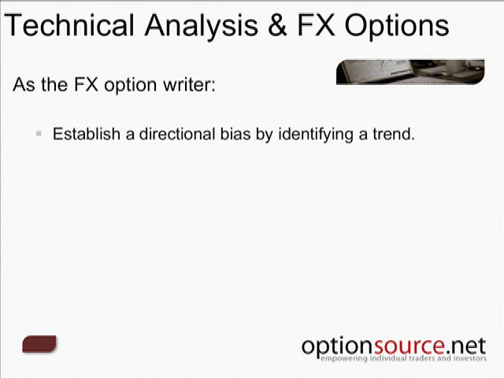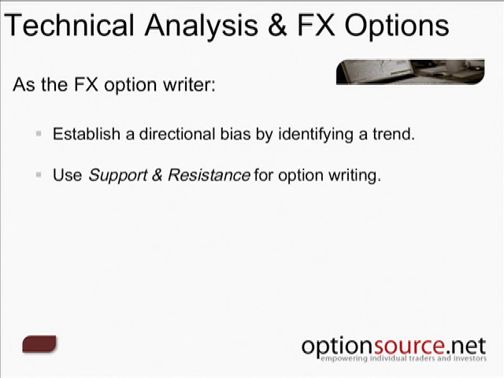As an FX options writer, of course, we can establish a directional bias by defining a trend. In other words, if we're looking at a pair value that is trading to the upside, we may want to consider selling put options, because as a pair increases in value to the upside, ultimately the puts that we've written will expire worthless. And if we're considering writing call options, we want to do so on a pair that appears to be trending down.